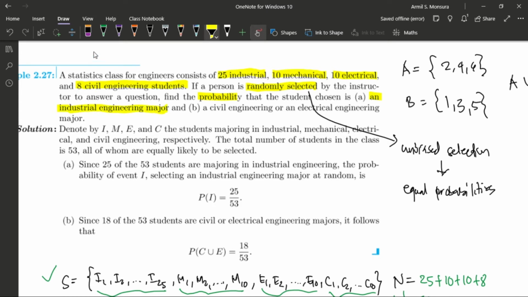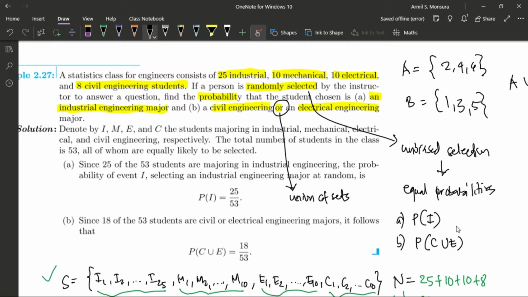Okay. So for letter A, ang tinatanong para sa letter A is the probability of I occurring. Okay? And for letter B, a civil engineering or an electrical engineering major. Okay. So, pagka ganyan, paano natin interpret yung or na statement na yan? Or statement in this context usually denotes union of sets. Kasi pag sabi yung or, pwedeng sa isang set o kaya sa isang set. So, yun yung implication ng paggamit ng or sa mga ganitong problems. So therefore, ang tinatanong niya dito sa letter B is the probability of event C or event E occurring. Yan. So these are the two questions na sasagutin natin.